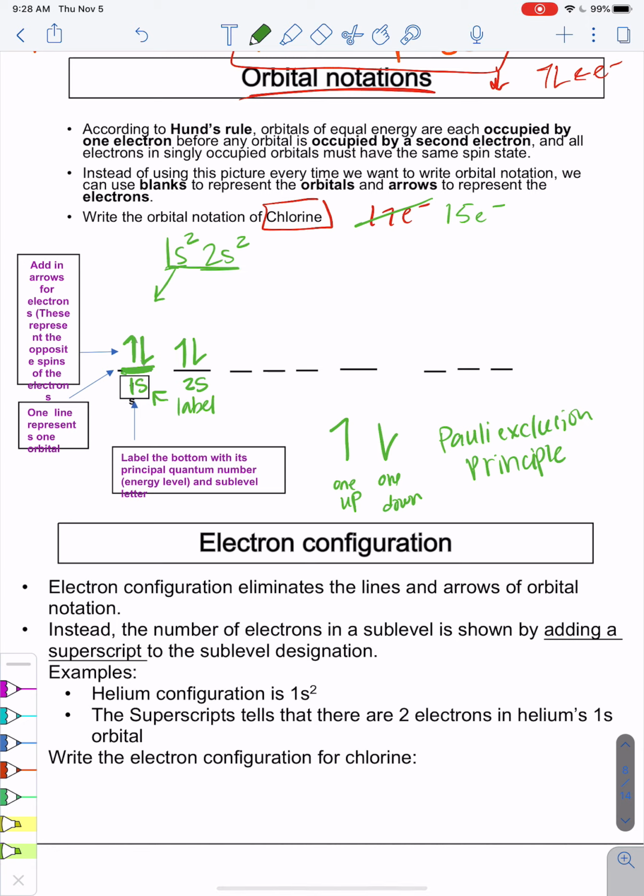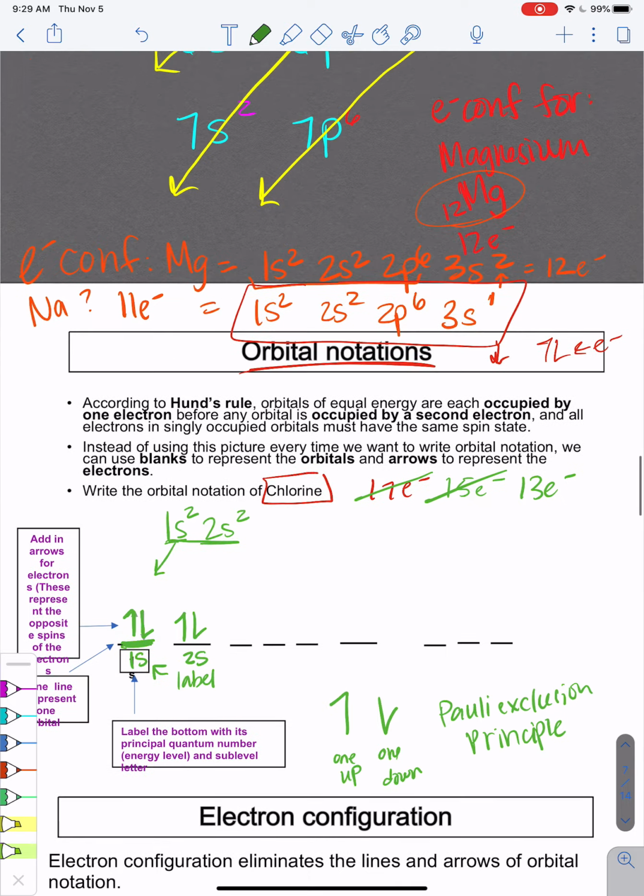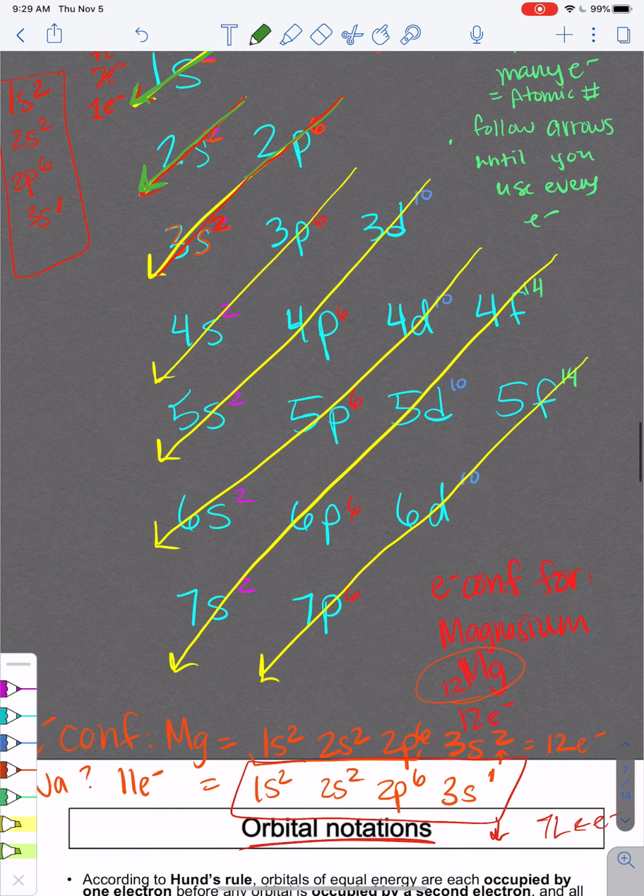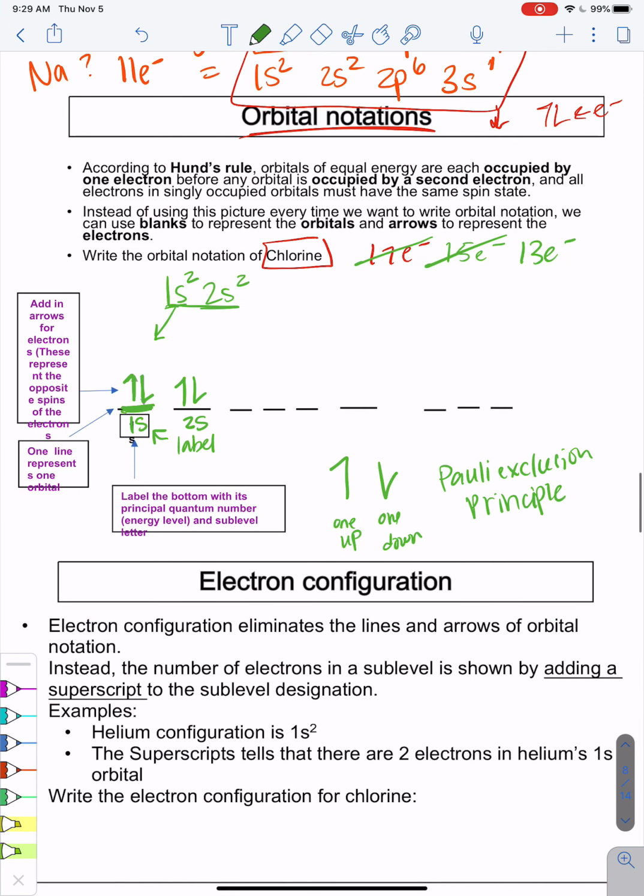So I've now used 2s2. I've used 1, 2, 3, 4 electrons, and I've used 2 more, so I have 13 electrons left. Next is 2p. So we're going to label these 3 blanks 2p, and there are 3 blanks because you can draw p 3 different ways. When you fill in anything like a p or a d or an f orbital that has more than 1 orbital, you're going to take your electrons and spread them out.